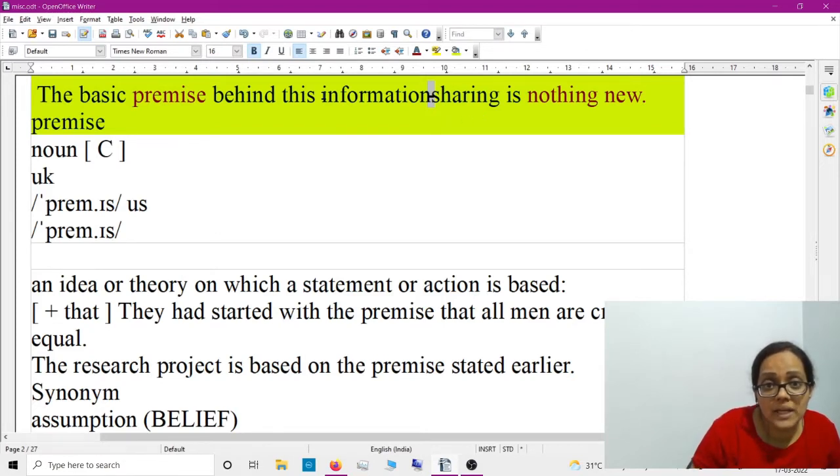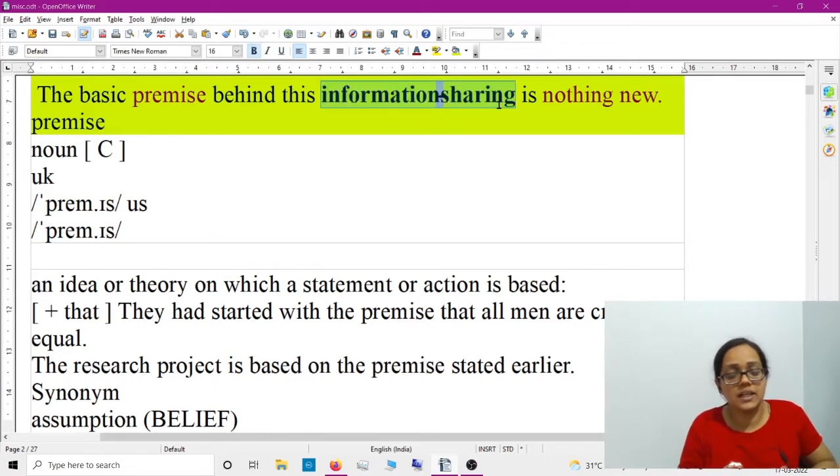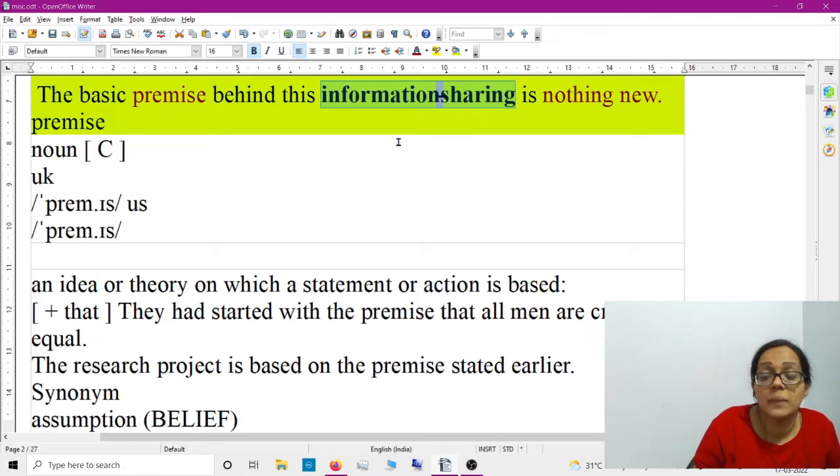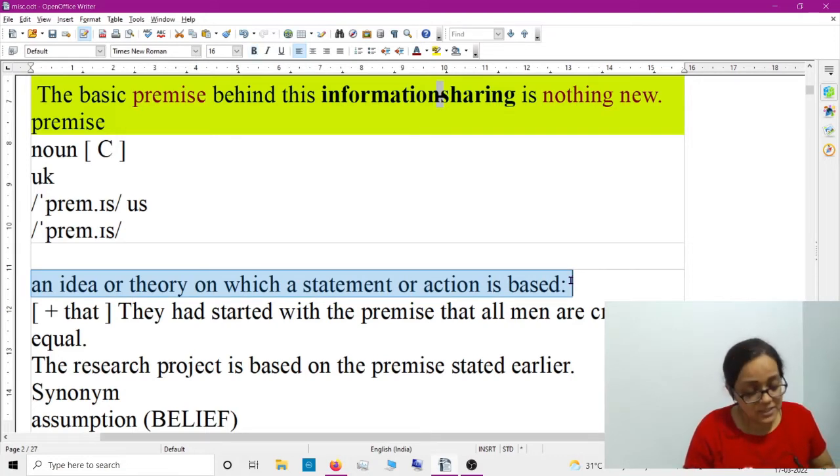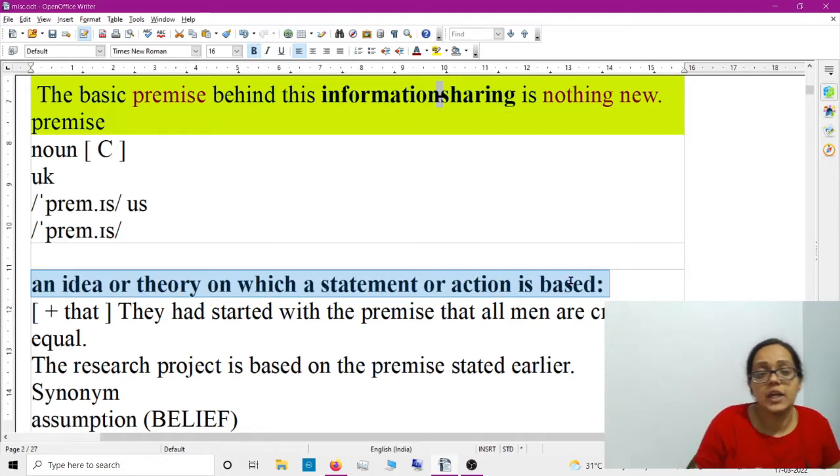See, information sharing, actually it is a hyphenated word. So you can share information, we have to say like that, right? Information sharing is nothing new. The basic premise. What is the meaning of premise? Premise means an idea or theory on which a statement or action is based. Basically it's an idea or theory, the basic idea, the basic concept behind this information sharing is nothing new. So that is known as the basic premise behind this.